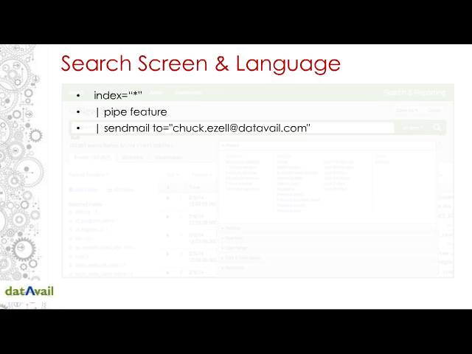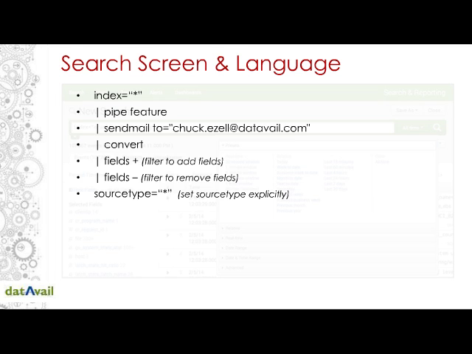So I could search on any index. I could pipe sendmail to myself at datavail.com. So that would actually capture all of that output, the search result, and email it to me. There's a convert feature where you can actually convert the data on the fly. There are filters that you can use to add fields or remove fields in your search. There's a way you can define source types explicitly, or you could use the wildcard. Remember, we talked about the index health source type that I created when I brought my data in.